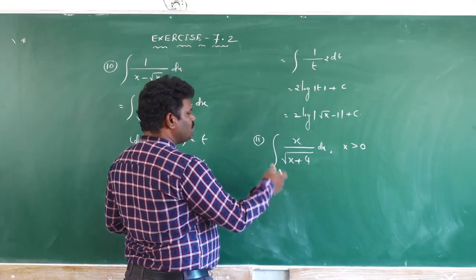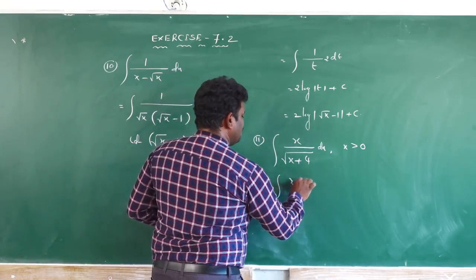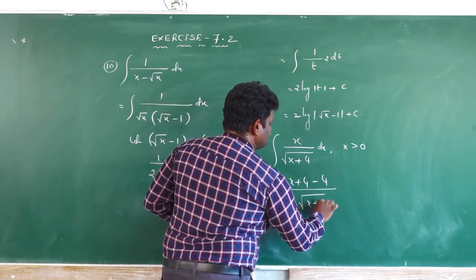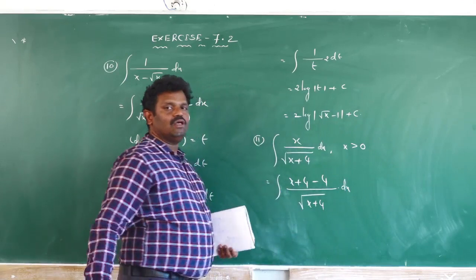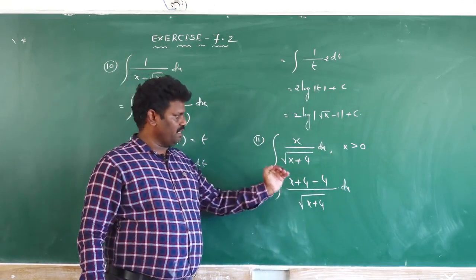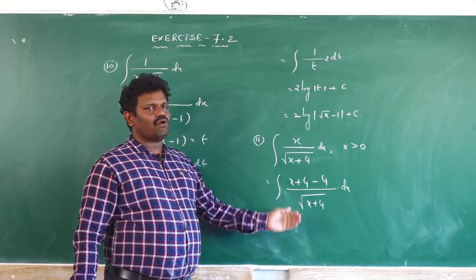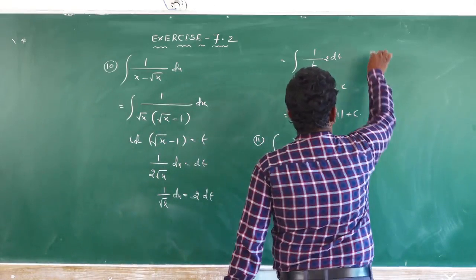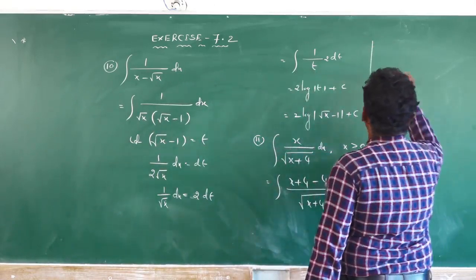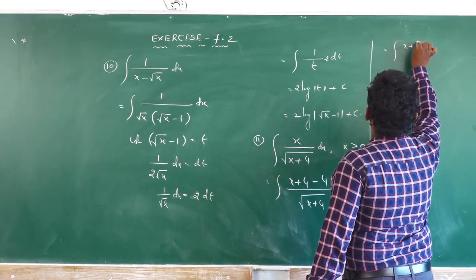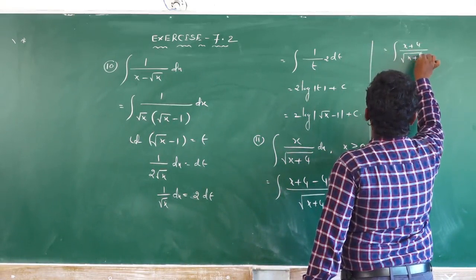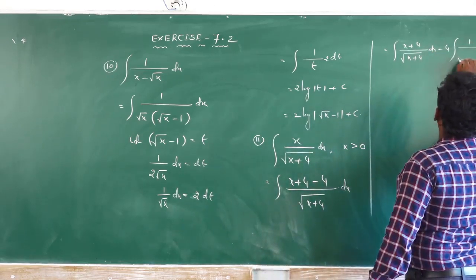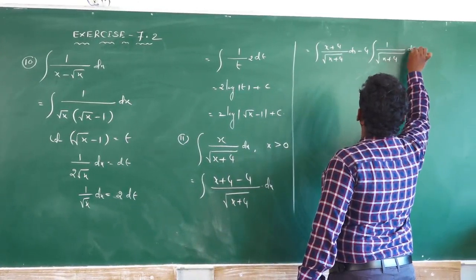So the numerator becomes integral x plus 4 minus 4 divided by root of x plus 4 into dx. Means if you add 4 and subtract 4 in the numerator, the plus 4 minus 4 cancel and you get back the above step. Now we split this integral into 2 parts: integral x plus 4 divided by root of x plus 4 dx minus 4 integral 1 by square root of x plus 4 dx.